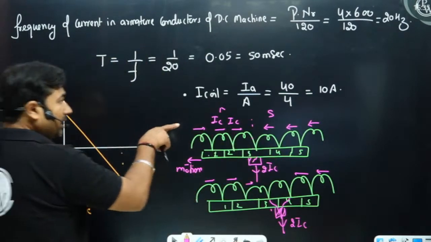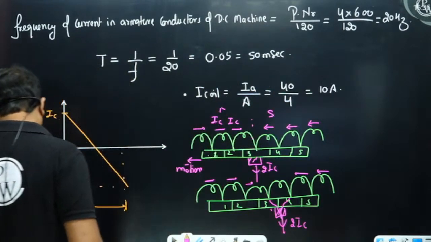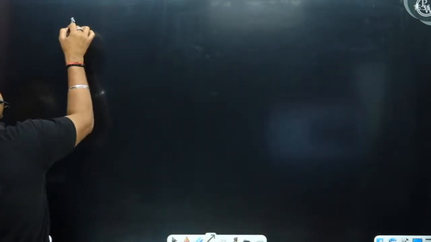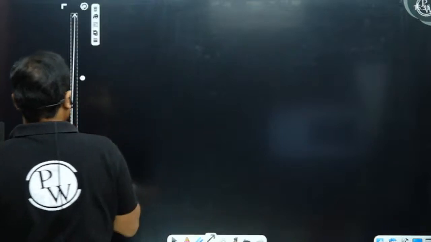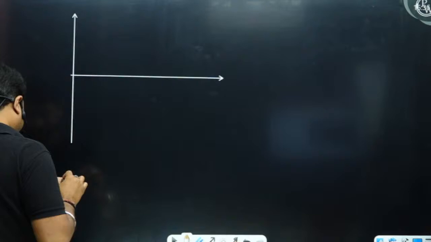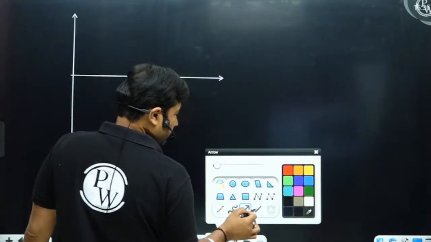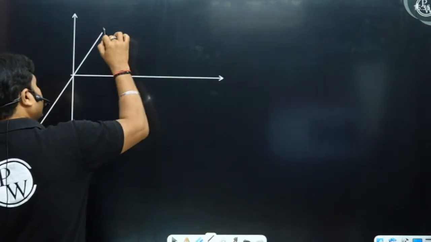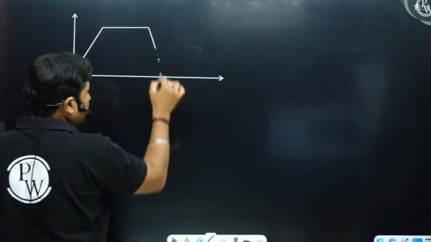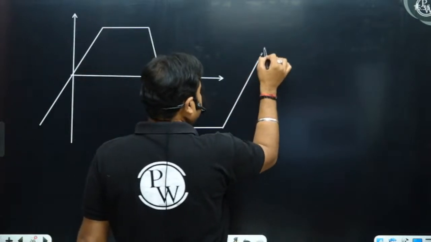Once the coil current has changed, it will remain at the same level until the same coil is again shorted by the brush. So when we approximate the current in the armature coil of the DC machine, please observe: the current changes from plus IC to minus IC during commutation, then it remains 10 ampere. Then again during commutation it changes, then it remains 10 ampere. Again during the commutation period it changes.